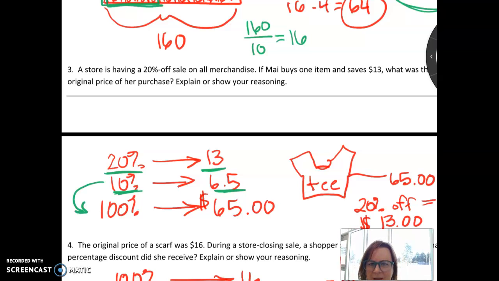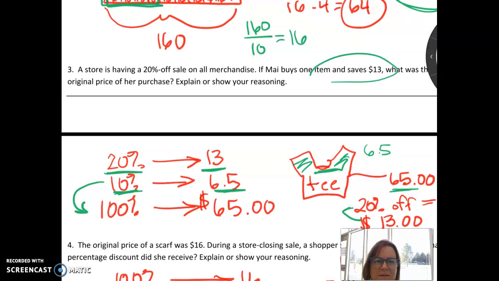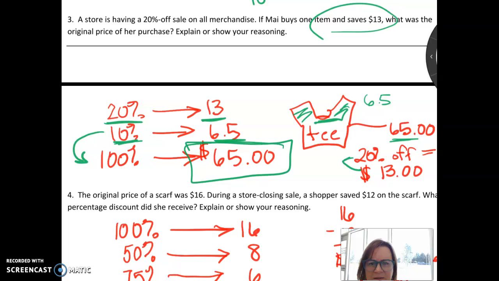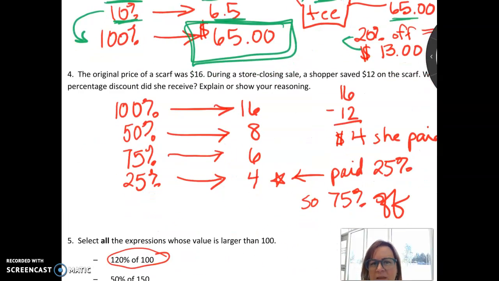Remember, we talked about that. So if 10% is $6.50, then 100% would be $65. And so over here I have her t-shirt, and we're going to double check that work. 10% off of 65, I know it would be $6.50 off, so 20% off of 65 would be $13 off, and it did say in the problem that she saved that $13. So original price, $65.